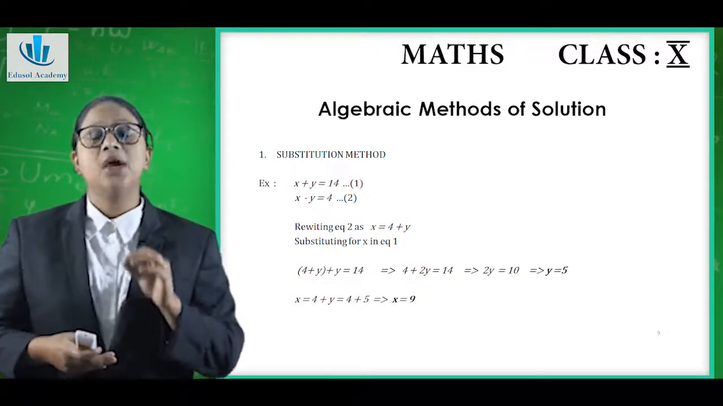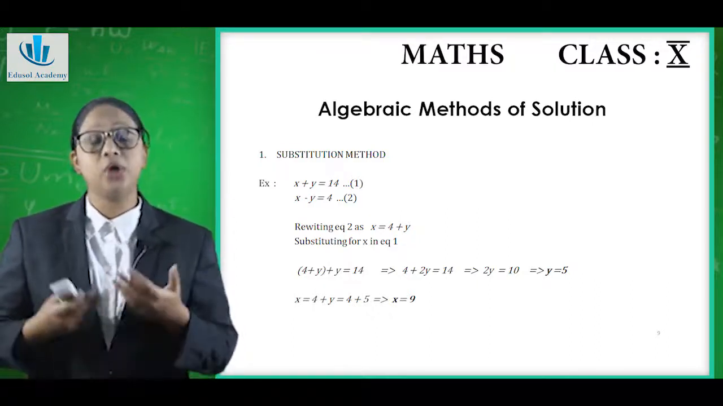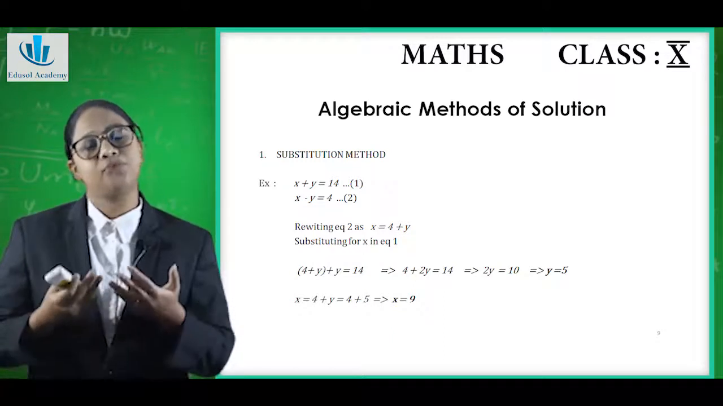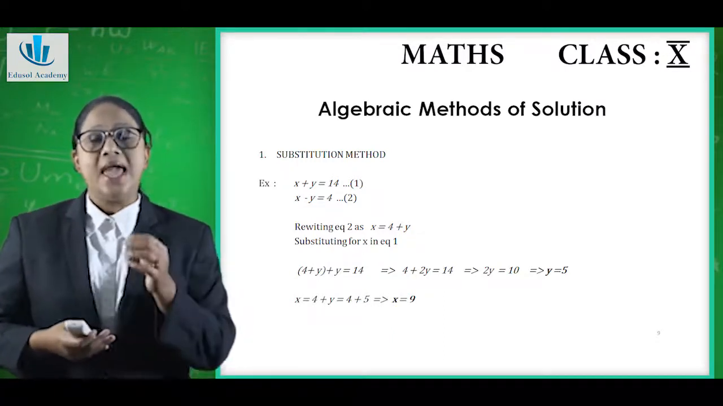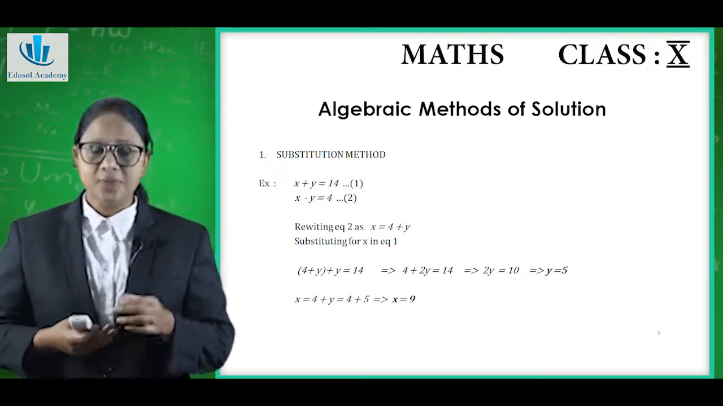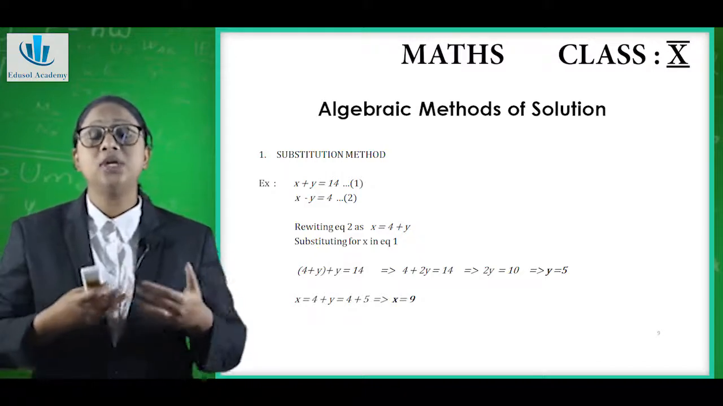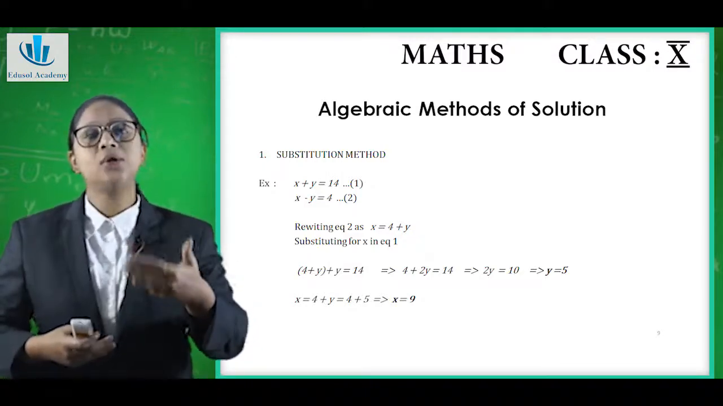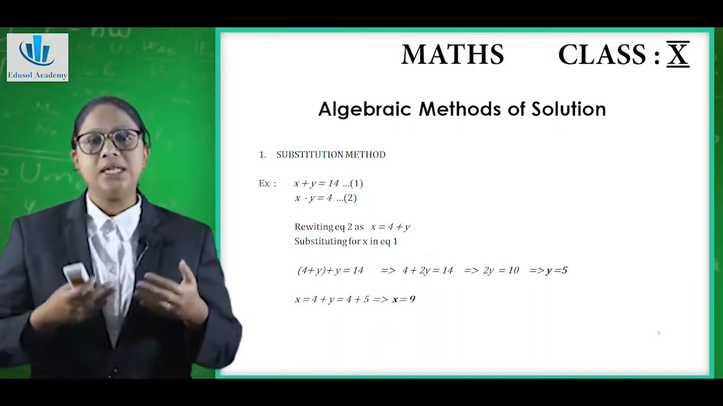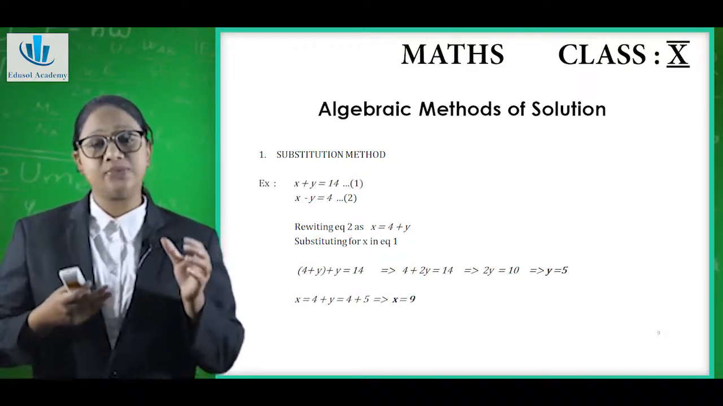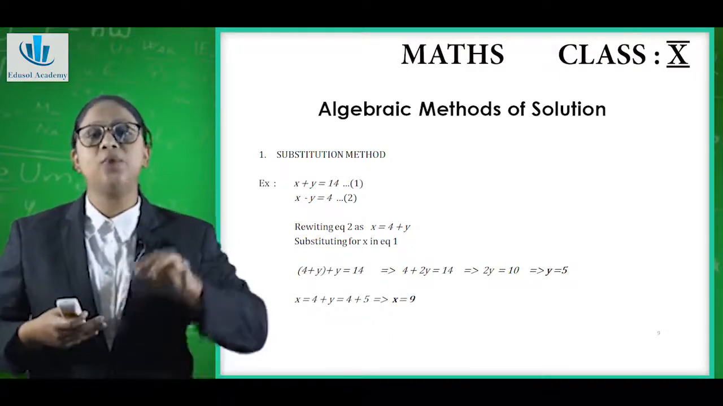that is x minus y is equal to 4, and rewrite it in the form x is equal to 4 plus y, or you can write minus y is equal to 4 minus x. Anyway, we are rewriting it in the form x is equal to 4 plus y, which means that now we have rewritten equation 2. So now in equation 1, instead of x, we can use 4 plus y. So now once we have rewritten equation 2, we can substitute that value in equation 1.